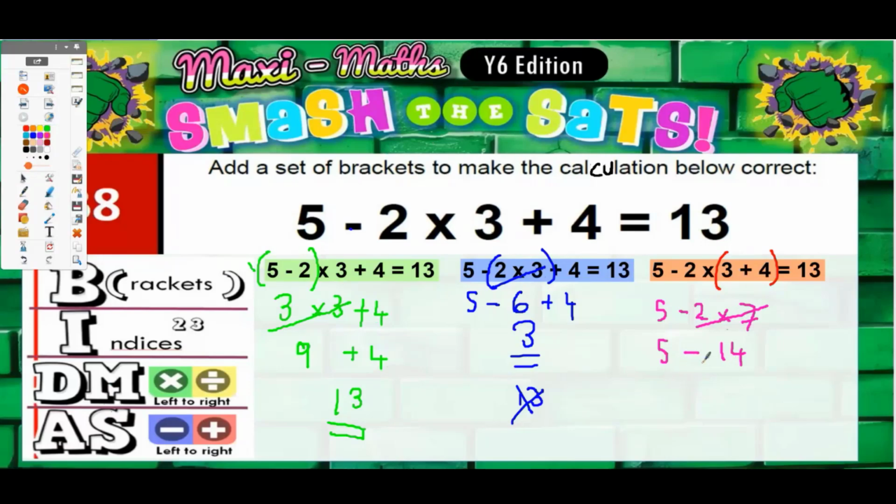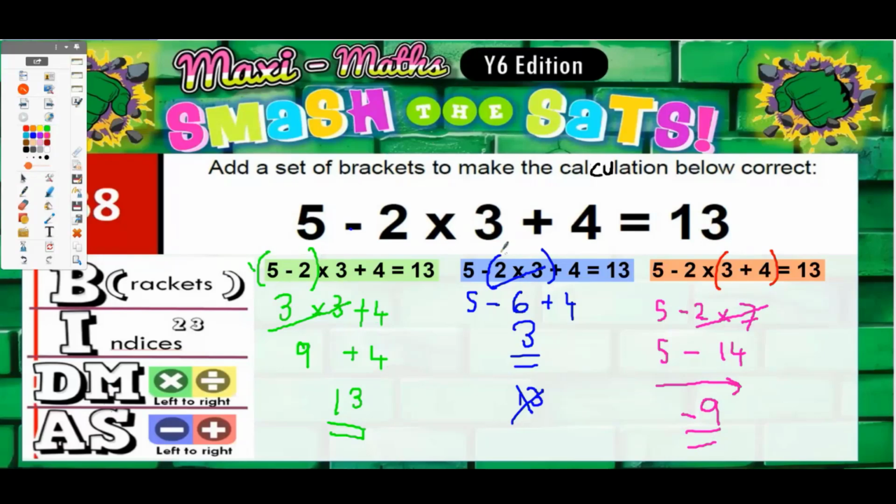So you don't do 14 take away 5 because that's right to left. You do left to right. So you go that way. So it's 5 take away 14, and 5 take away 14 is negative 9. So as you can see, that's not what we want either.